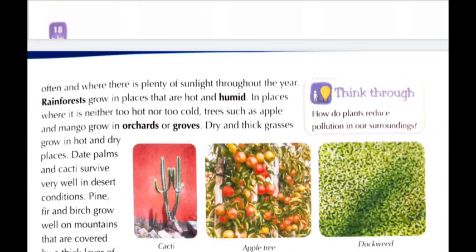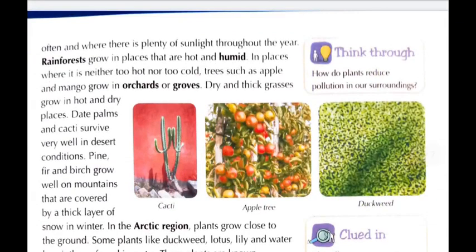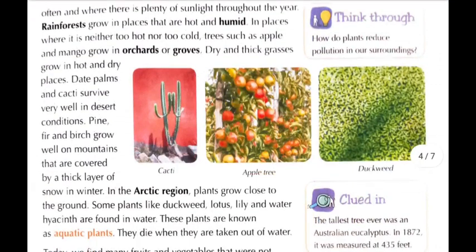Rainforests grow in places that are hot and humid. In places where it is neither too hot nor too cold, trees such as apple and mango grow in orchards or groves. Dry and thick grasses grow in hot and dry places. Date palms and cacti survive very well in desert conditions. Pine, fir, and birch grow well on mountains that are covered by a thick layer of snow in winter.